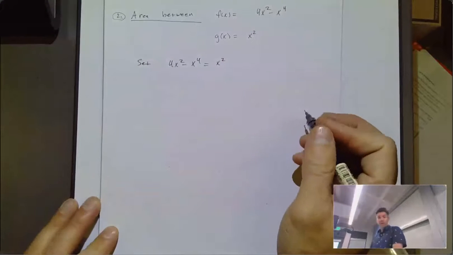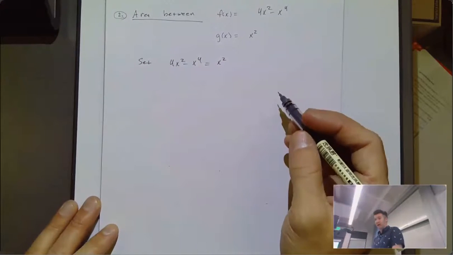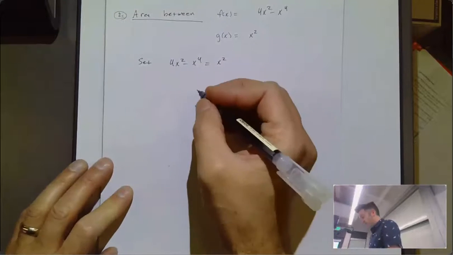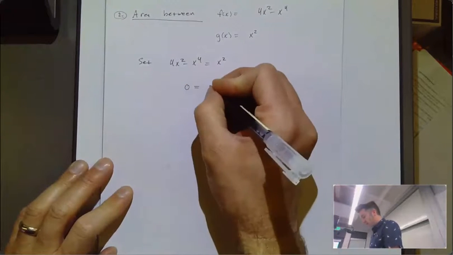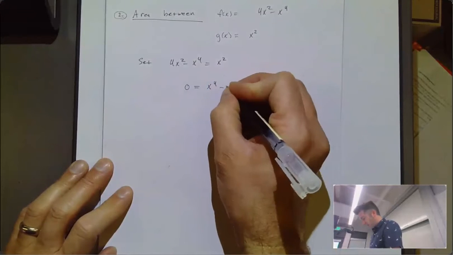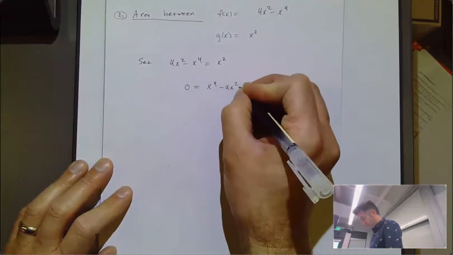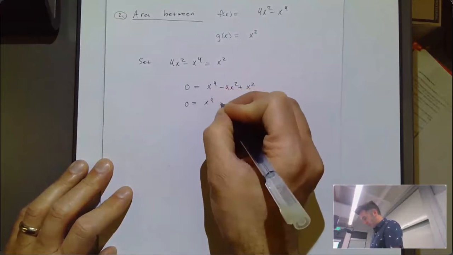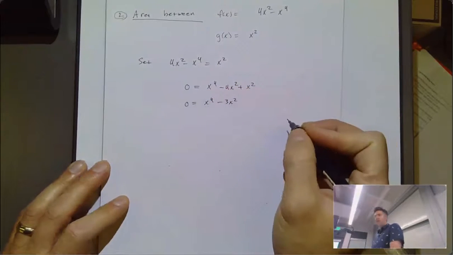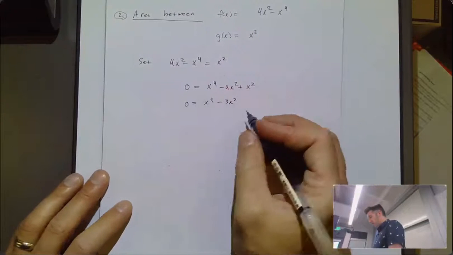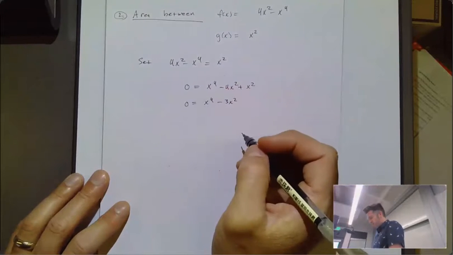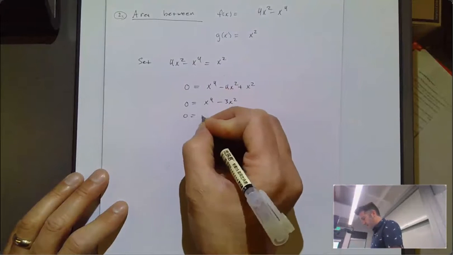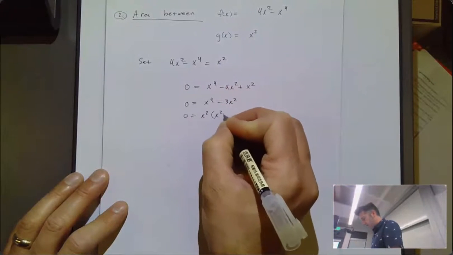And now I personally prefer to bring everything to the side that makes the highest power of x positive. So I would probably bring everything to the right. And so I'm going to have 0 equal to positive x to the 4th minus 4x² plus x², or 0 equal to x to the 4th minus 3x². Yeah, my numbers aren't going to be that nice. It's okay. So factoring, I get 0 equal to x² times x² minus 3.